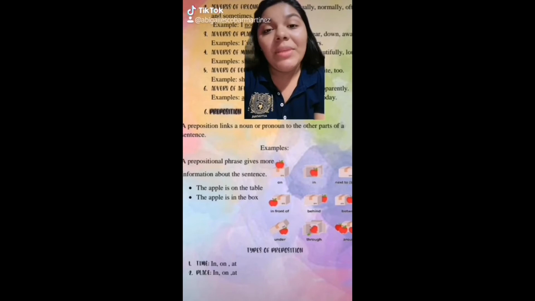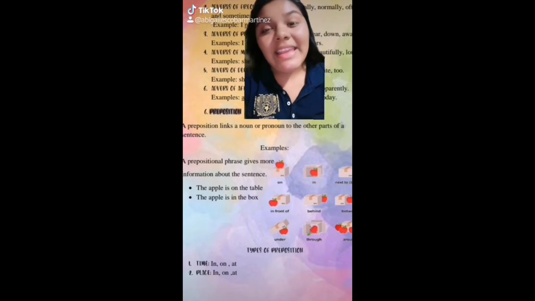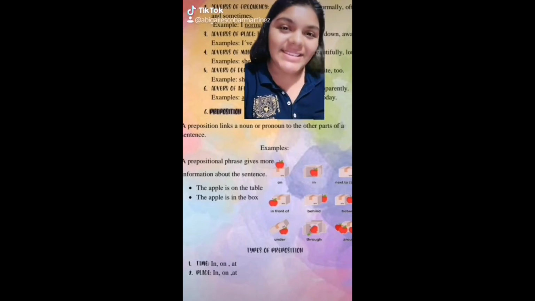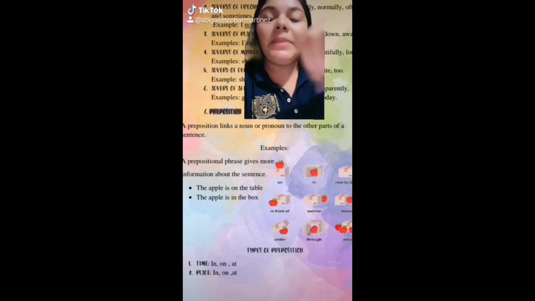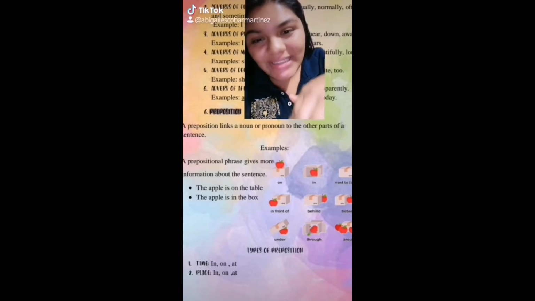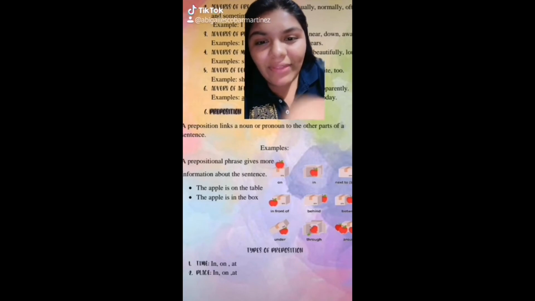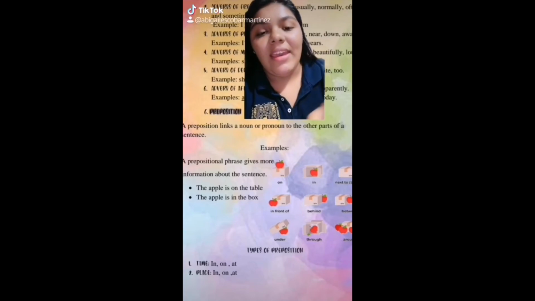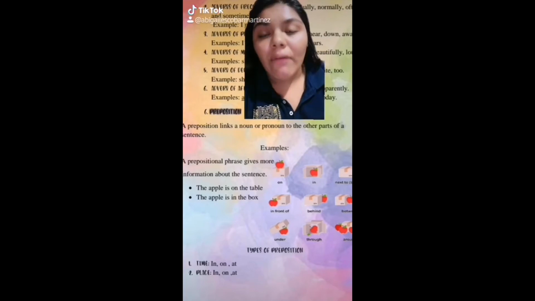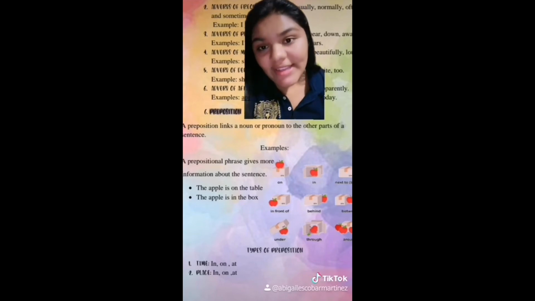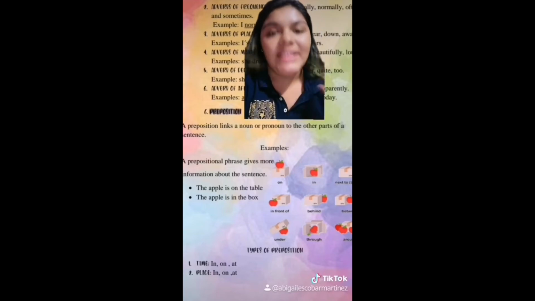So now we talk about the preposition. A preposition links a noun or pronoun to the other part of a sentence. So below the picture we can see some examples with the boxes and the apple, and we have on, when the apple is up on the box, in, next to, in front of, behind, under, through, and so on. Okay, the prepositional phrase gives more information about the sentences.